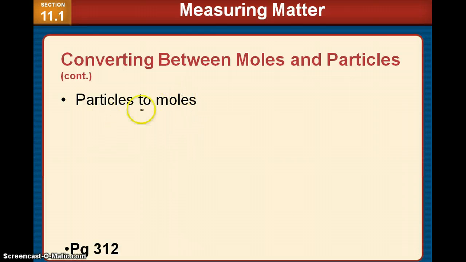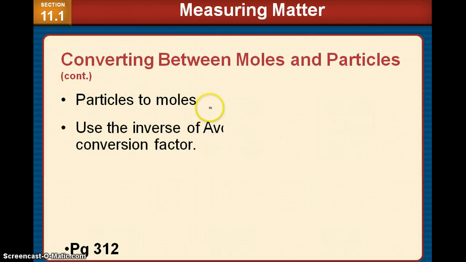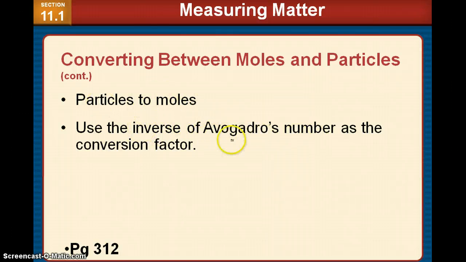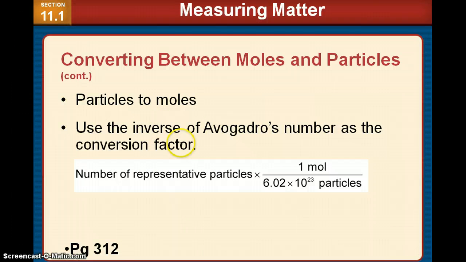All right, the last one for this section is converting particles into moles. So if I'm going to go the opposite way, I'm going to start with particles and I'm going to go to moles. So this time I'm going to use the inverse. The same factor, Avogadro's number, is my conversion factor, but now I'm going to flip it over. So now my conversion factor is 1 mole per 6.02 times 10 to the 23rd. The only thing I'm memorizing is this right here, but now I've flipped it.